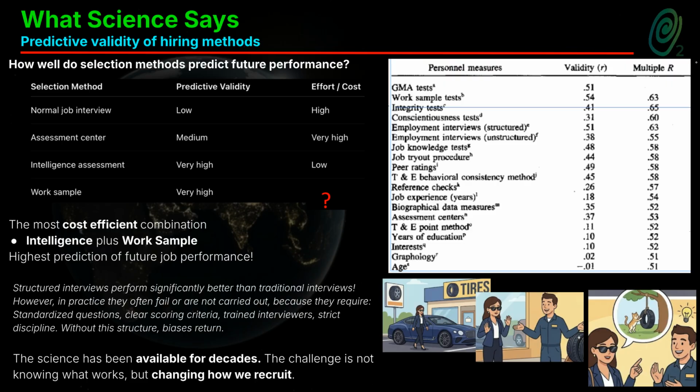So the most cost-efficient combination of all these things is doing intelligence plus a work sample, because then it's adding up to 0.63. So both methods combined actually give you a higher result.